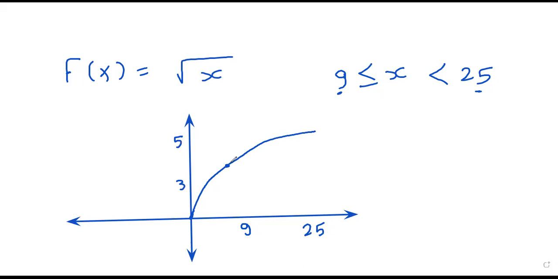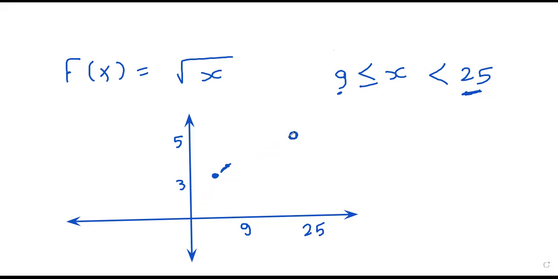It's not drawing accurately. It's just an illustrative drawing. But x is less than 25, not equal to 25. So we couldn't find the value at 25. The square root of 25 is 5, but we will draw an open circle there. Why? Because we couldn't find the square root of 25.